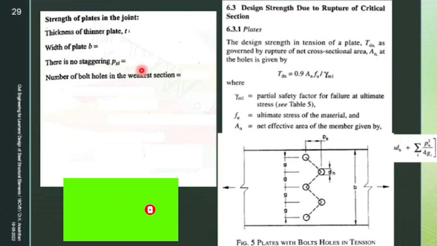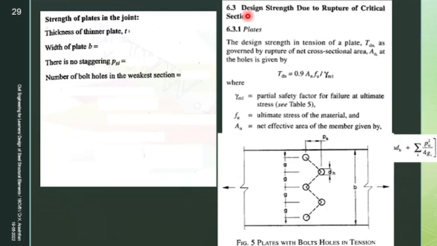So the plate capacity how to find is, take down clause 6.3, page 32. You have plates. 6.3.1 is known as plates. Okay, do you have this formula Tdn? Tdn is design strength in tension. How to find the strength? 0.9 An fu divided by gamma m. Do you know fu? Ultimate strength of plate is 410. Do you know gamma m? 1.25. Only one component you have to find, An.